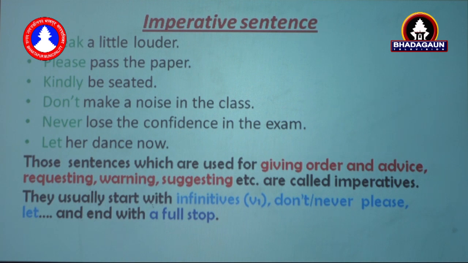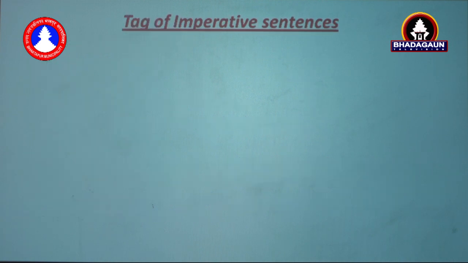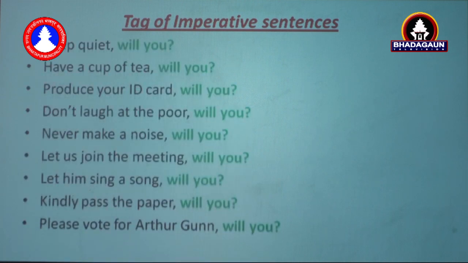They do not have a subject in their beginning, in the initial phase, and they generally start with the base verb, don't, never, please, let, kindly, etc. So these are called imperative sentences. Now, what do we add in the imperative sentence to make the tag? Let's see. Now see the examples.